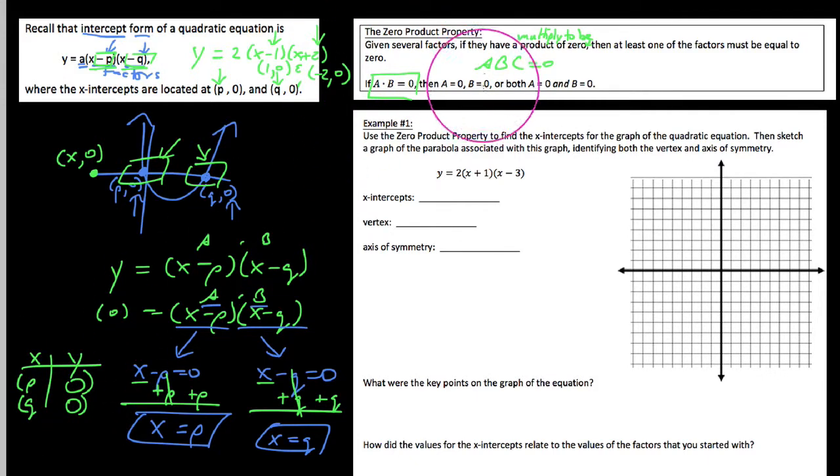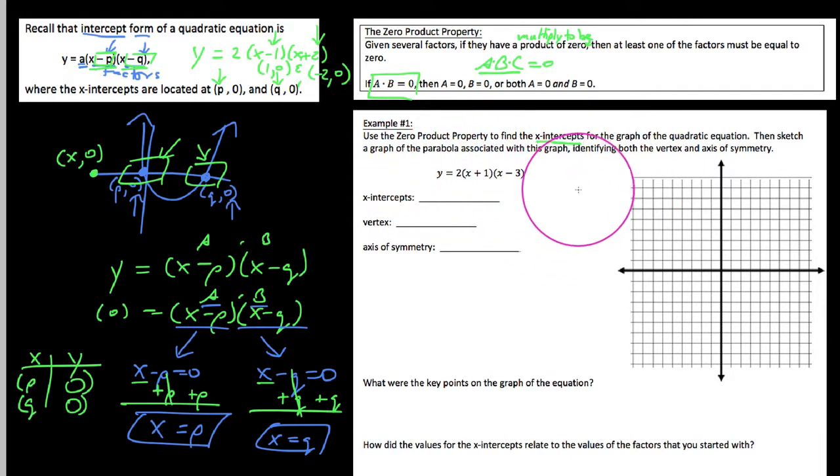So now that we're familiar with the zero product property, that basically says when you multiply a bunch of stuff together, you can set each individual factor equal to 0 and solve for the individual parts, instead of having to solve the whole thing at once. So in example 1, it says use the ZPP, or the zero product property, to find the x-intercepts for the graph of the quadratic equation. Then we're going to sketch it and say some things about it. So let's start with the x-intercepts.